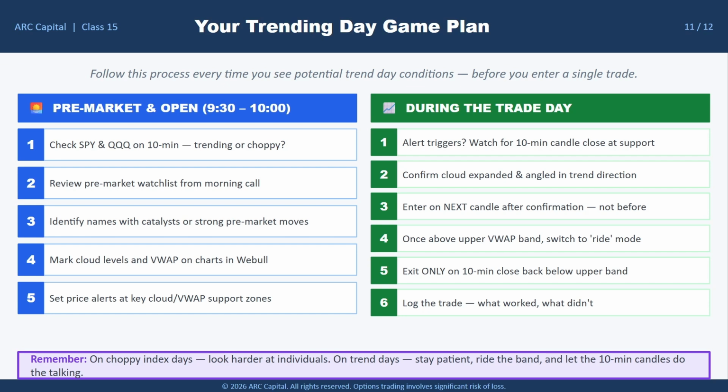Then during the trade day, alert signals: one, watch for 10-minute candle closes at support. Two, candle confirmed, cloud expanded and angled in the direction, right? You want to see that expansion before getting into any sort of big position. Don't expect a big move if you don't see the cloud expanding.